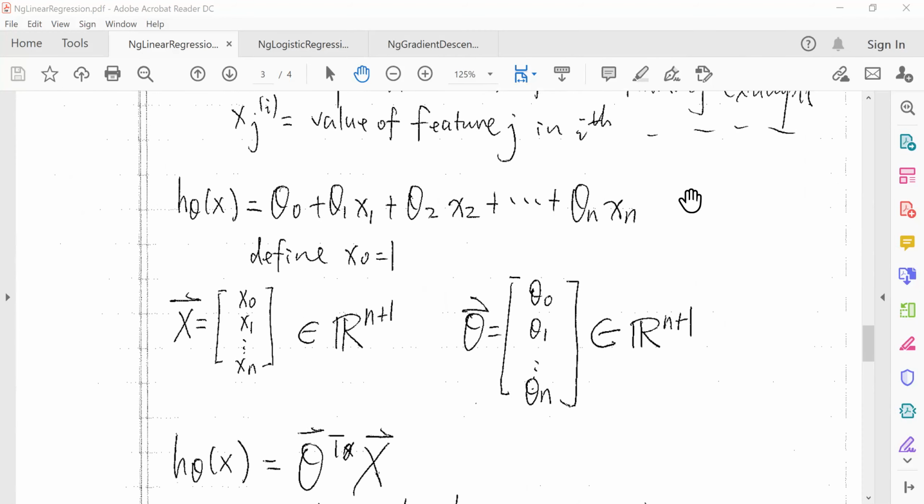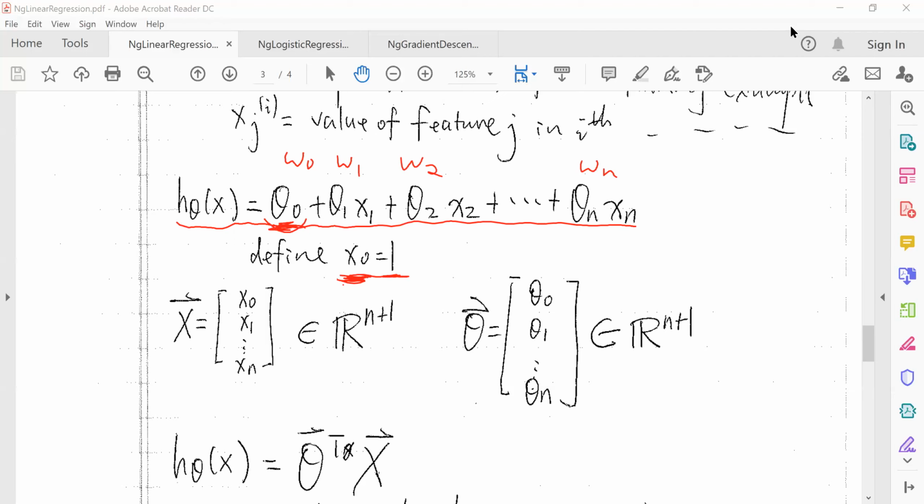And then for linear regression with multiple variables, the hypothesis is defined like this. Basically, it's similar to the weights. This theta is our weight, with n features. And for theta 0, the corresponding x0 we always define as 1.